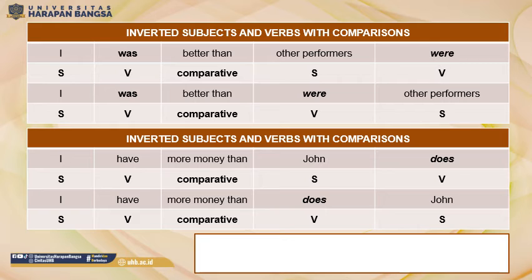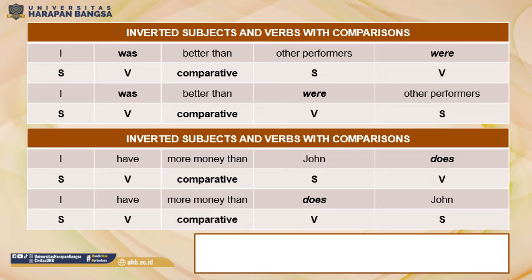Setelah bentuk komparatif, ada subjek diikuti verb. Now what about the inversion? I was better than were other performers. Kalimat yang pertama, I was, tidak ada masalah. Ada subjek I diikuti verb was. Kemudian bentuk komparatif better than. Nah, setelah better than atau comparative form, kita punya inversion dengan mengubah verb dan subjeknya ya. Verb ada di depan, subjek di belakang. So that's why the sentence is I was better than were other performers.